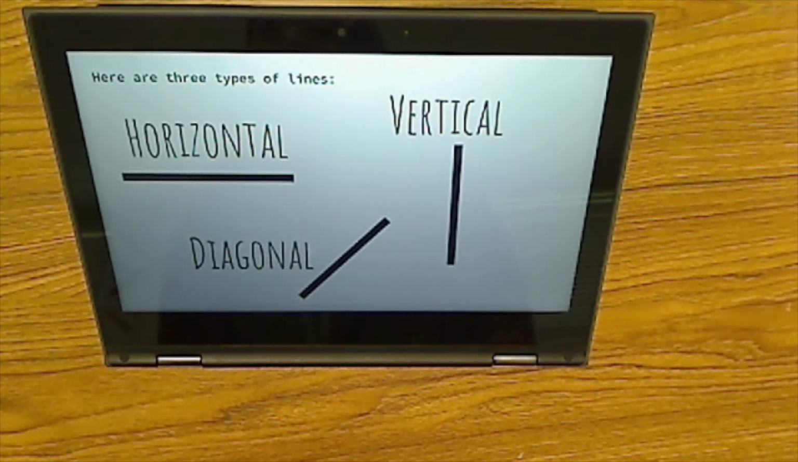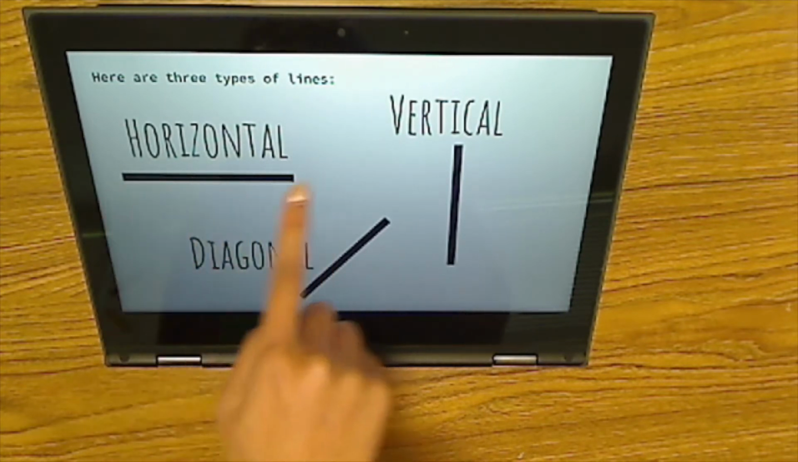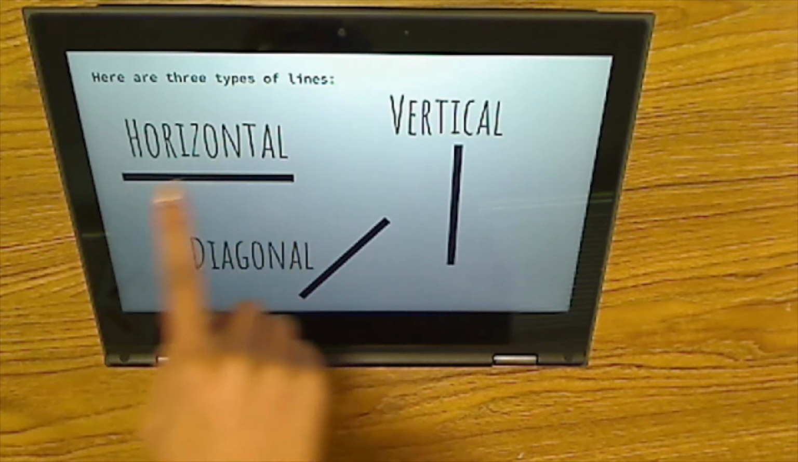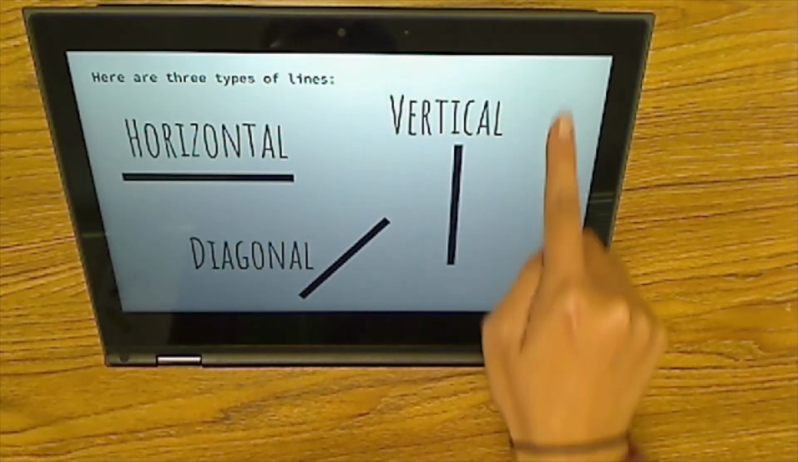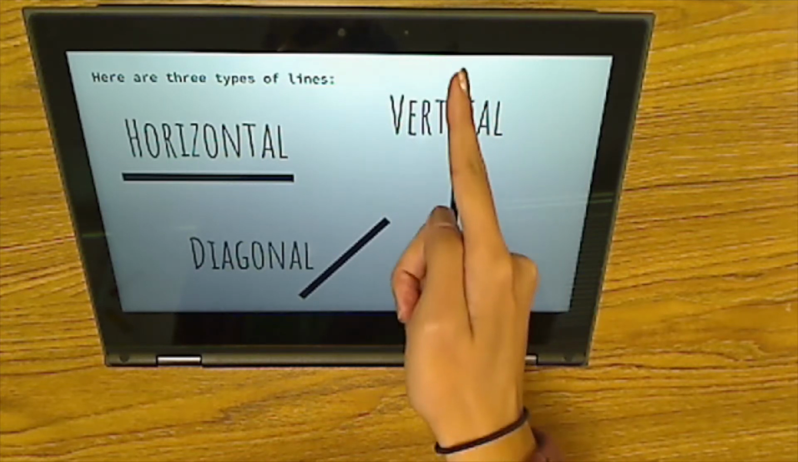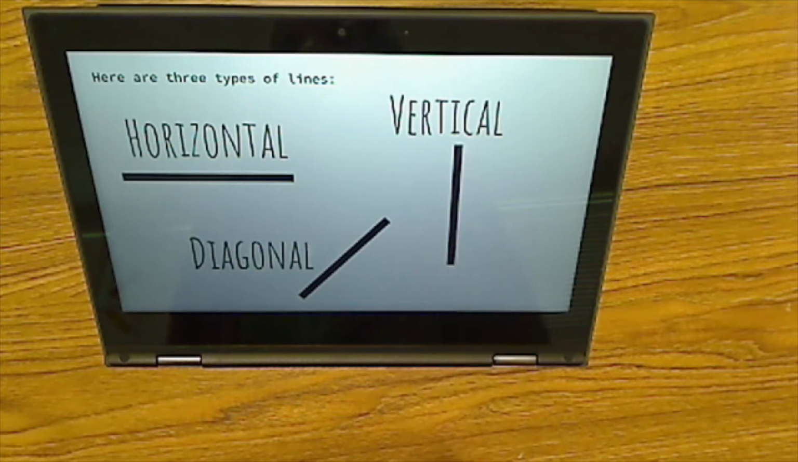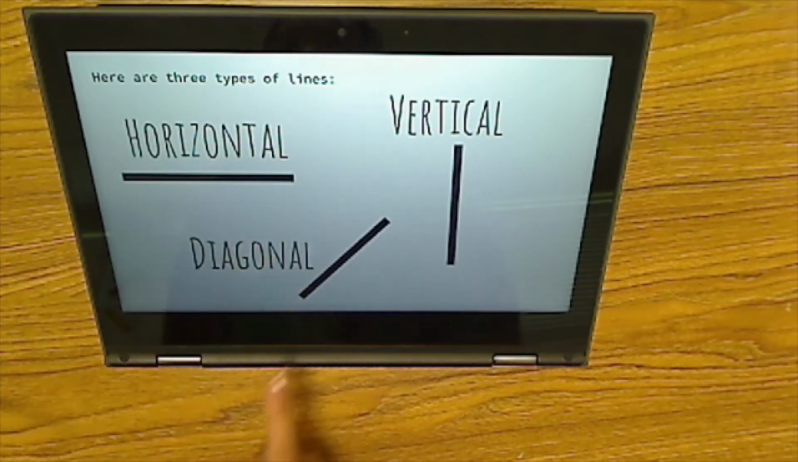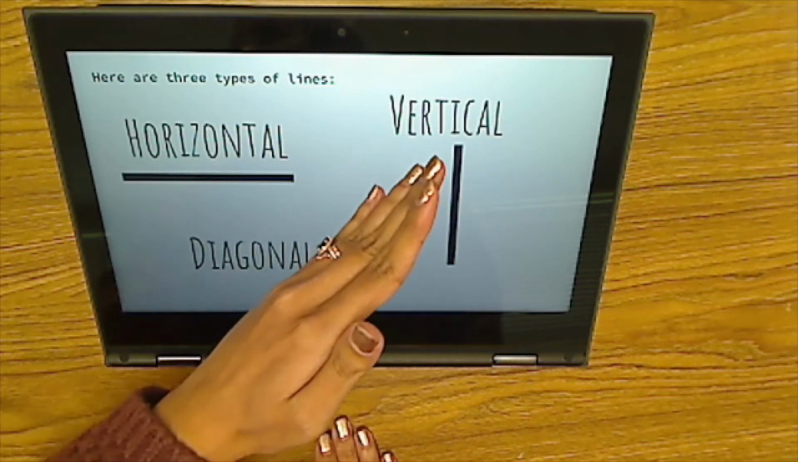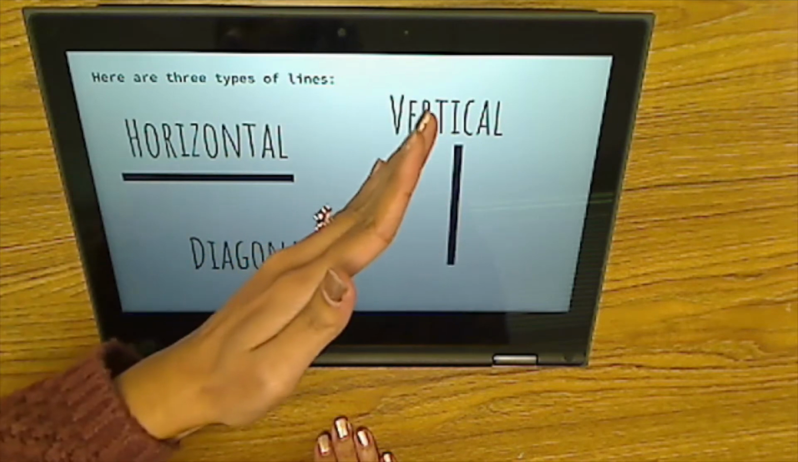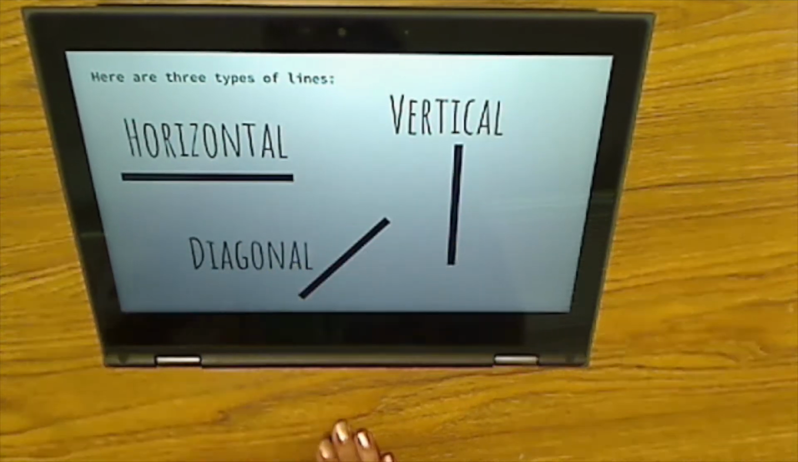So here are three types of lines. We have horizontal, which goes from left to right. We have vertical. Vertical lines go straight up and down. And then we also have diagonal lines. Diagonal lines are slanted like this. They're not straight like this. They're not like this. They're like this. They're slanted at an angle.